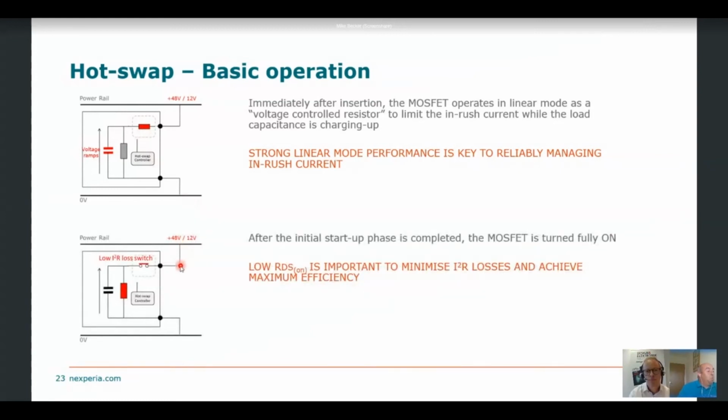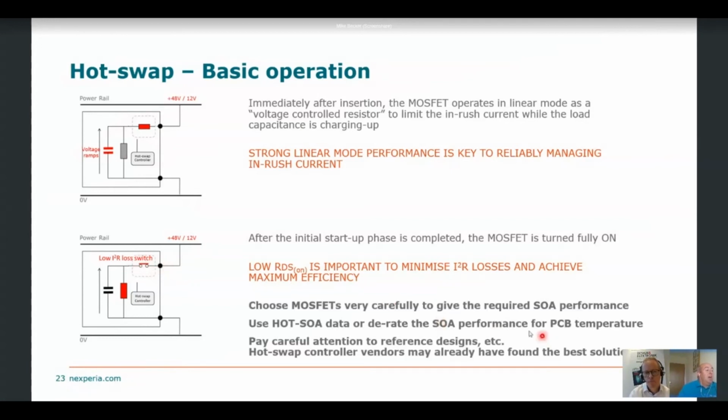At the end of the hot swap cycle, the MOSFET turns fully on, in which case it operates as a low RDS(on) switch. The idea there is you want a device with as low RDS(on) as possible. The hot swap MOSFET is a very special MOSFET. Please pay careful attention if you're designing hot swap applications. And your hot swap controller, so Nexperia is working with a lot of these controller designers already to provide the optimum solution for their controllers.